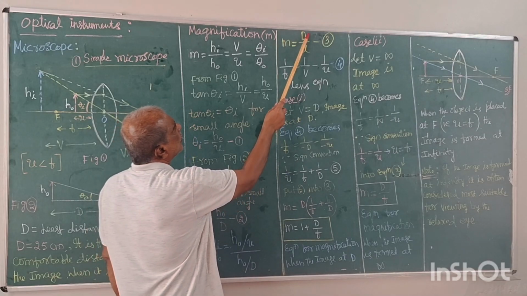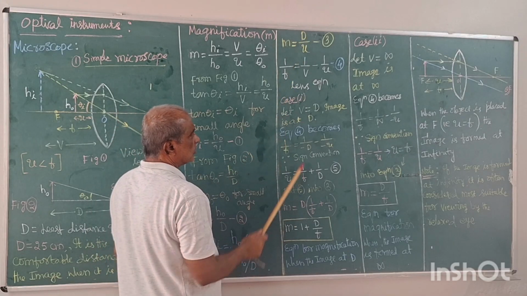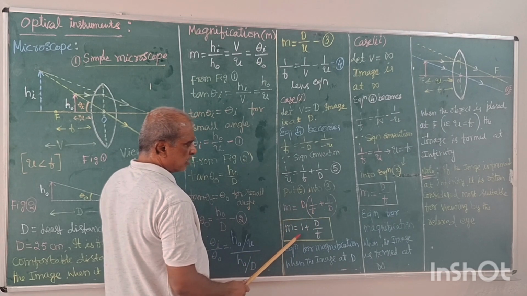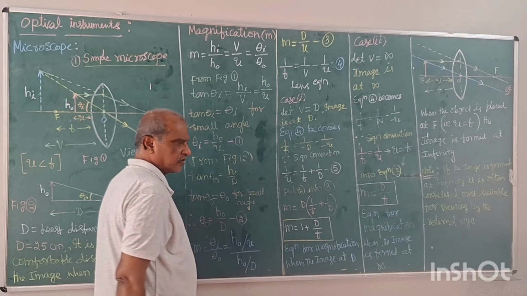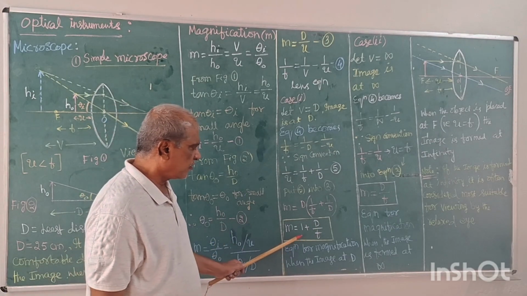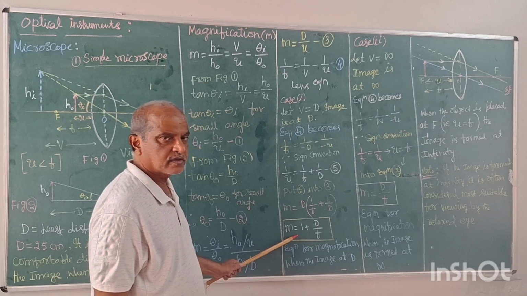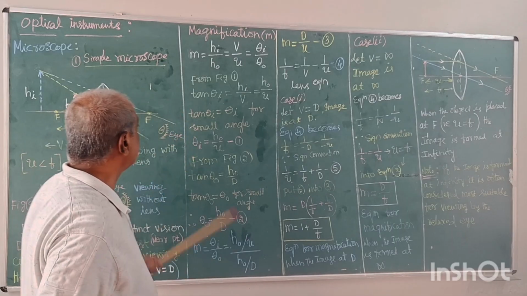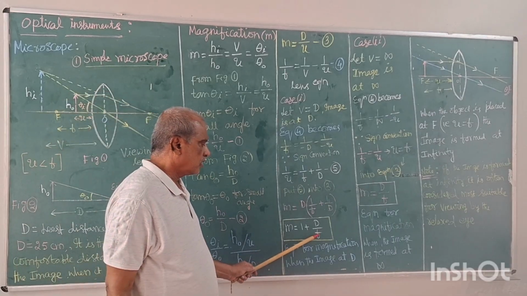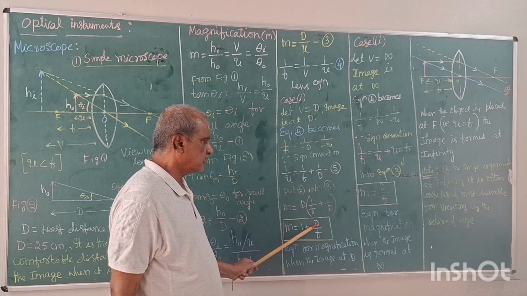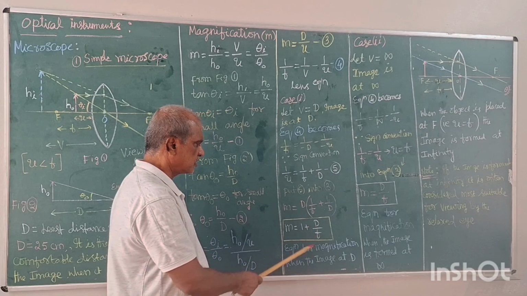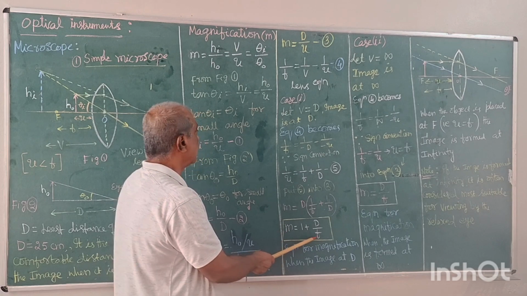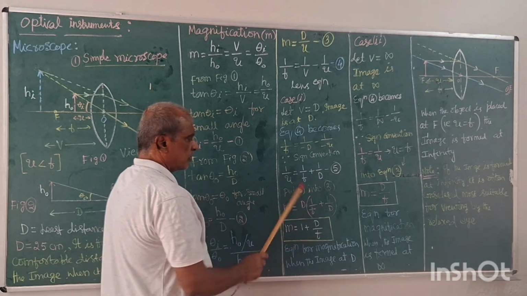In this equation, we have 1 by u, d into 1 by u. Substitute for 1 by u, d into this u. Simplify further, it gives 1 plus d by f. Final equation. This is the equation for magnification when the image is at the least distance for a comfortable view. This constant and this f value. Look at this. Magnification can be increased by decreasing the focal length of the lens. That is one equation.